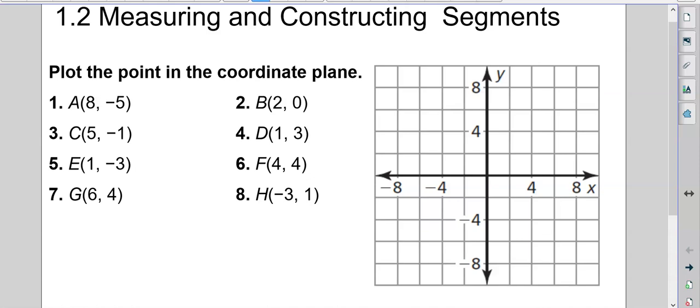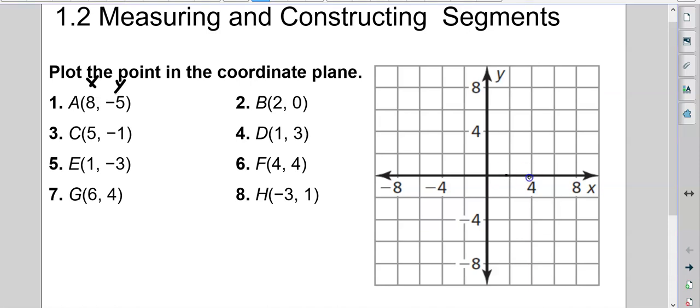All right, 1.2, measuring and constructing segments. So first we're going to review some stuff from algebra with plotting points on a coordinate plane. So A is (8, -5). Remember, we always go in alphabetical order, so X, Y. So we're going to go along our X-axis first to 8.